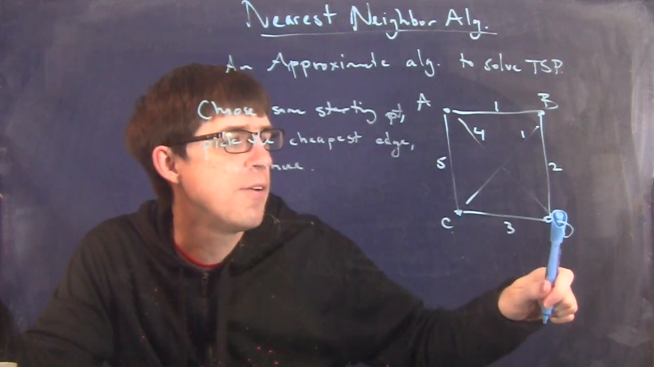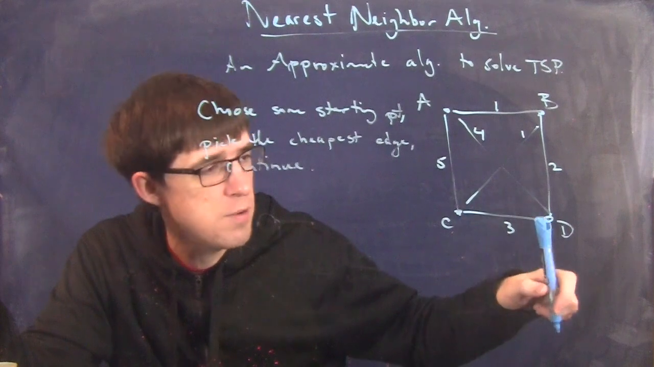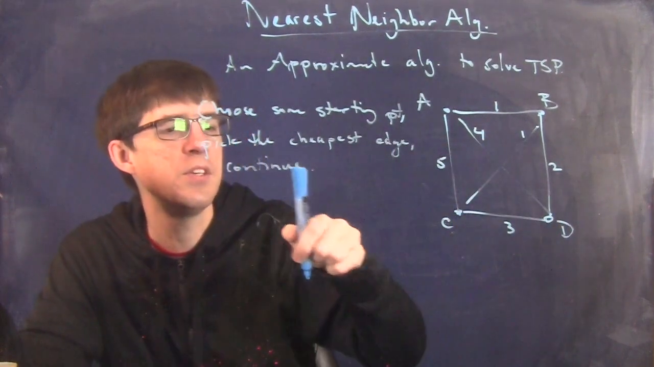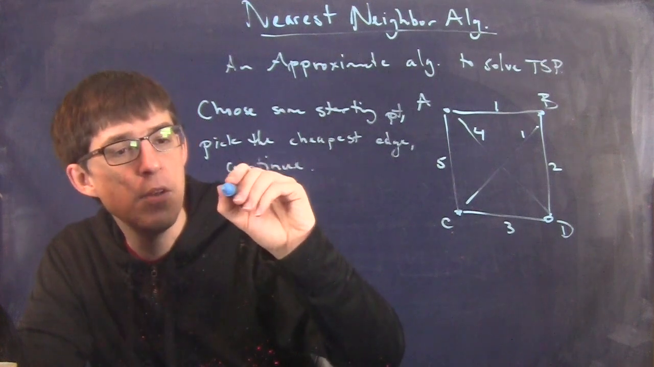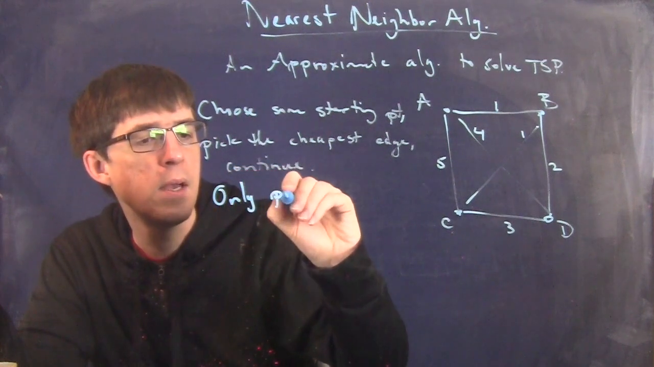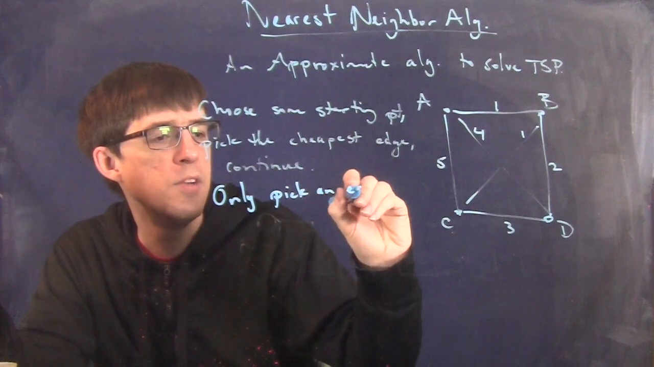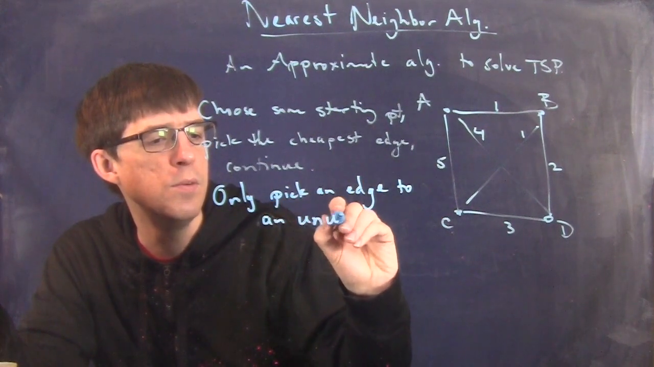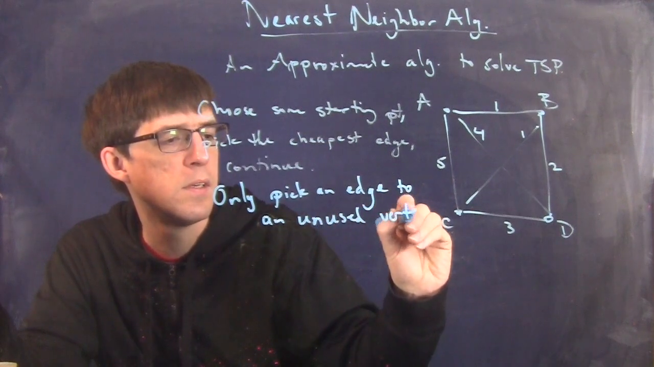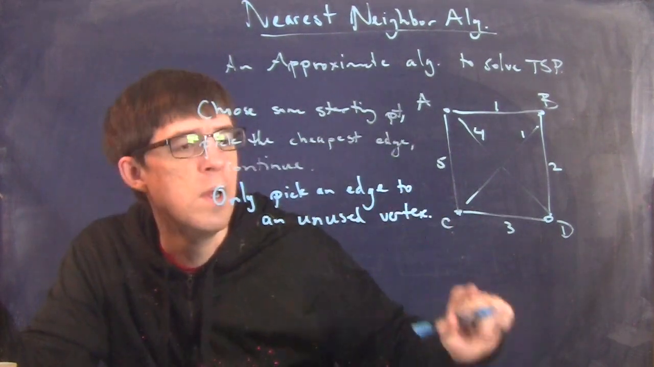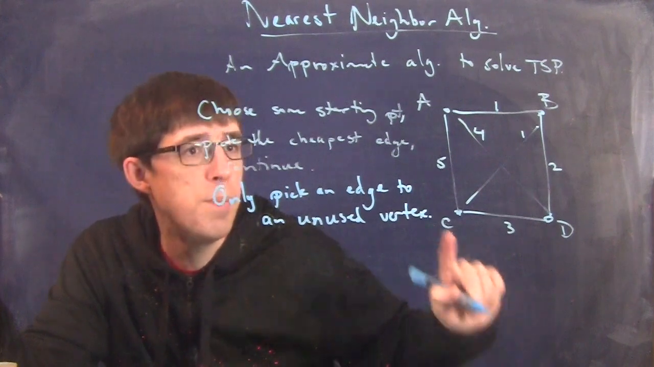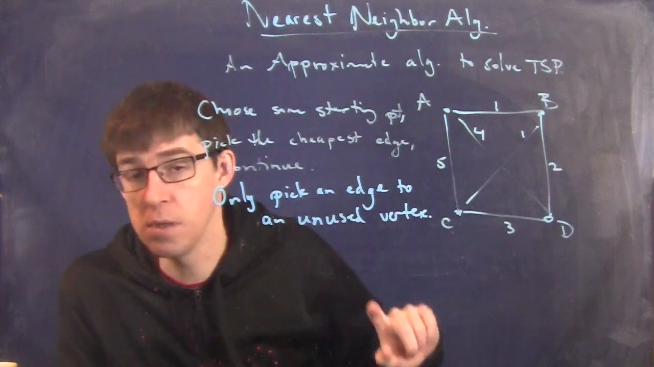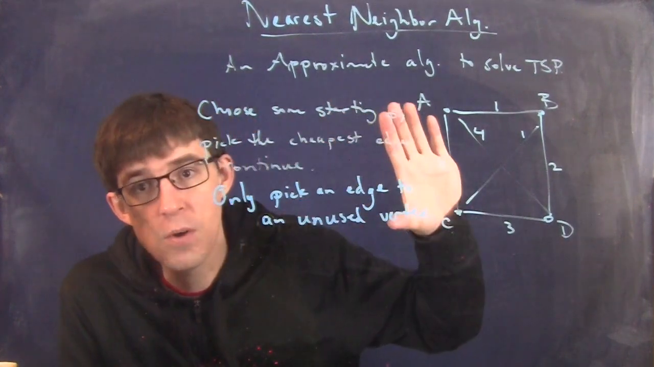Now, you're not allowed to finish early, right? You can't make a circuit with yourself before you've hit all the vertices. So pick the cheapest edge, continue, and the rule is you only pick an edge to an unused vertex. All right, this is the rule. When you're doing this, you pick the cheapest edge, but you can only pick an edge which goes to a vertex that you didn't go to yet. All right, that's the whole procedure.